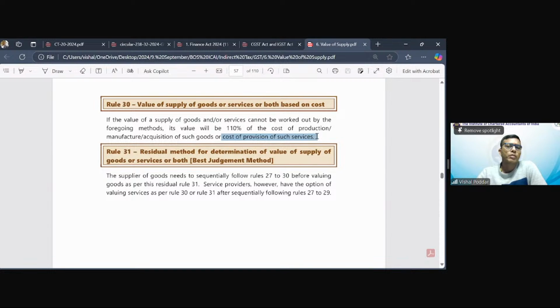For this purpose, you have CAS 4. Like how we have accounting standards for accounting, you have cost accounting standards. CAS 4 is the cost accounting standard which helps you determine the cost of production or manufacturing. And for the cost of providing your service, you have to go to the CA Inter costing subject. Over there, you had a chapter called operating costing, which was applicable to all service sectors. So you can use the method over there to find out the cost of provision of service.